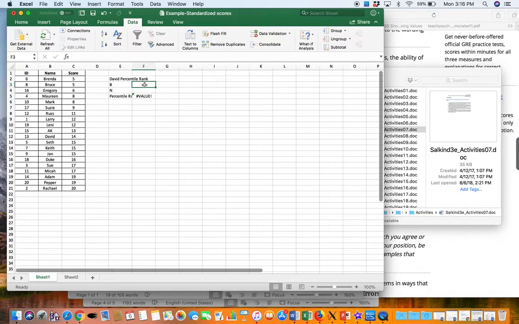So B, the number of observations with lower values compared to David. David's right here. We have how many here? 1, 2, 3, 4, 5, 6, 7, 8, 9, 10. So we have 10, I counted right. Okay, we have 10 people below David having lower scores than that, and we have a total of, I think, 20 people overall.